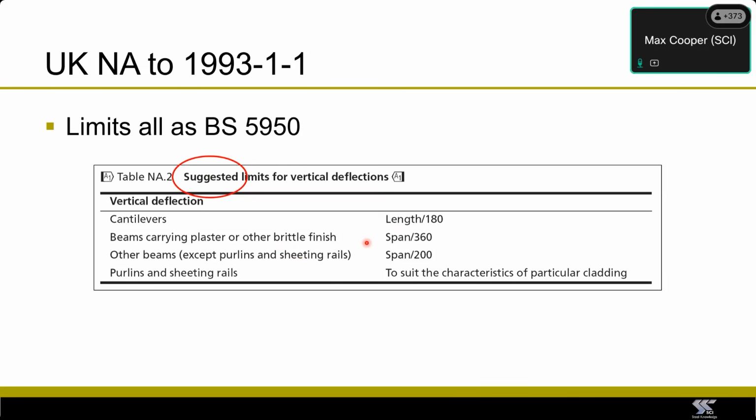The suggested limits in the national annex are given as follows. I think everyone should be familiar with them. They are unchanged, going back to BS 5950 as well. So nothing particularly special to see here.